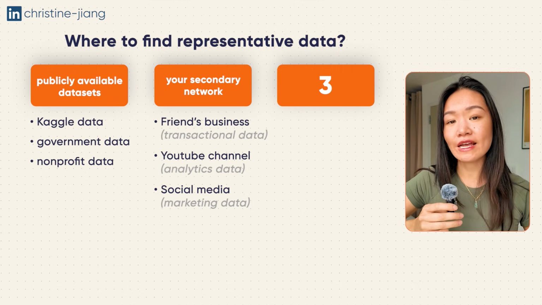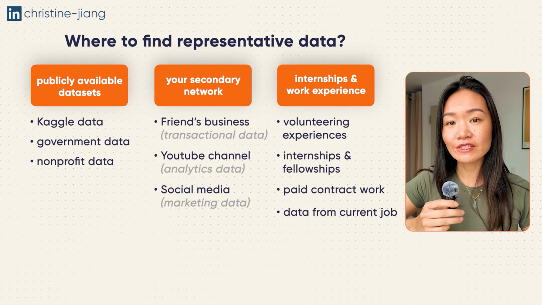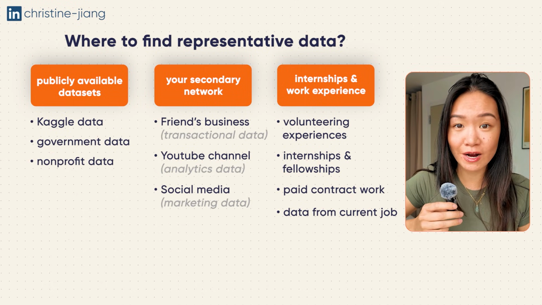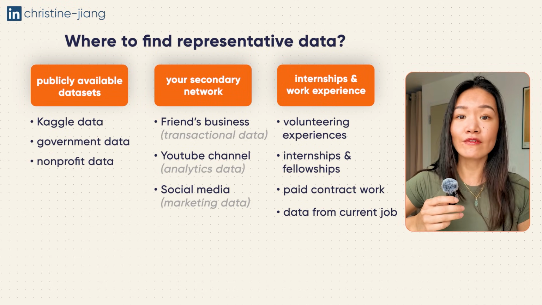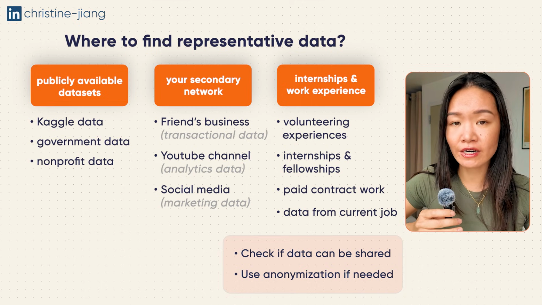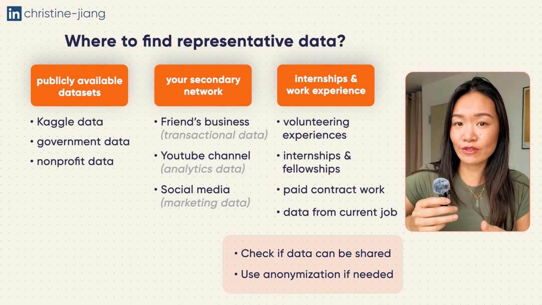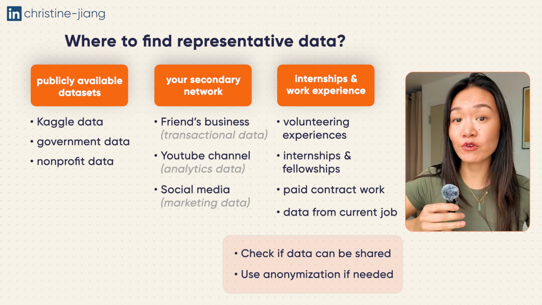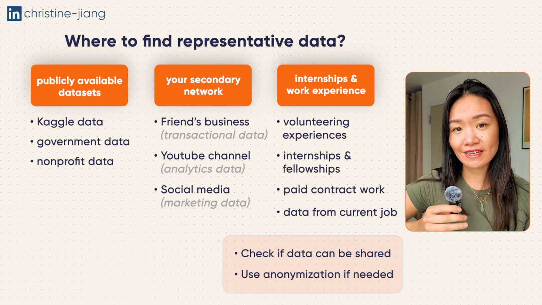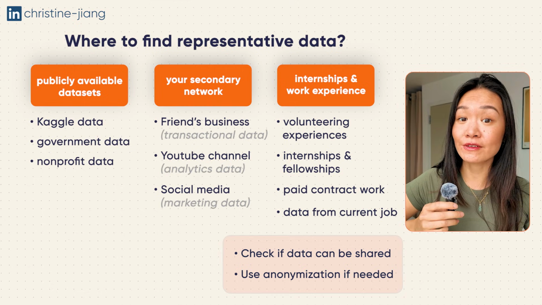The third category is the best category, and this is data that comes directly from volunteering experiences, internships, fellowships, or a paid work opportunity or contract work. Now, of course, in this area, you have to be careful about whether or not this data can actually be shared. Usually volunteering opportunities or contract work are okay with you actually sharing that data publicly. But with past roles or internships, you'd have to ask for permission or heavily anonymize the data and do that translation, maybe using something like ChatGPT so that the company's information is protected.